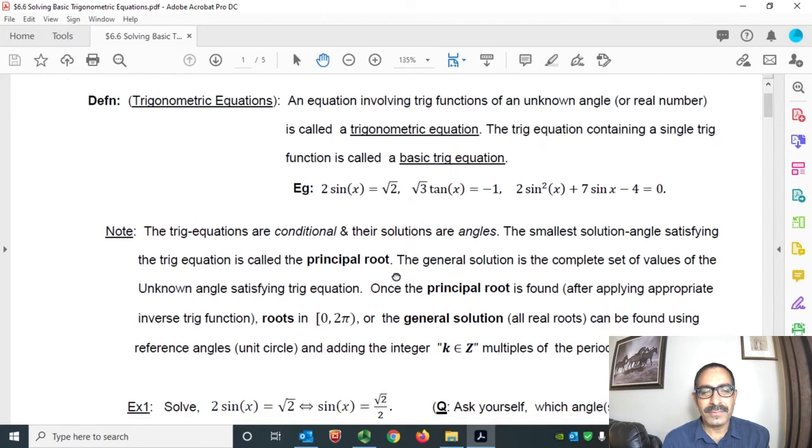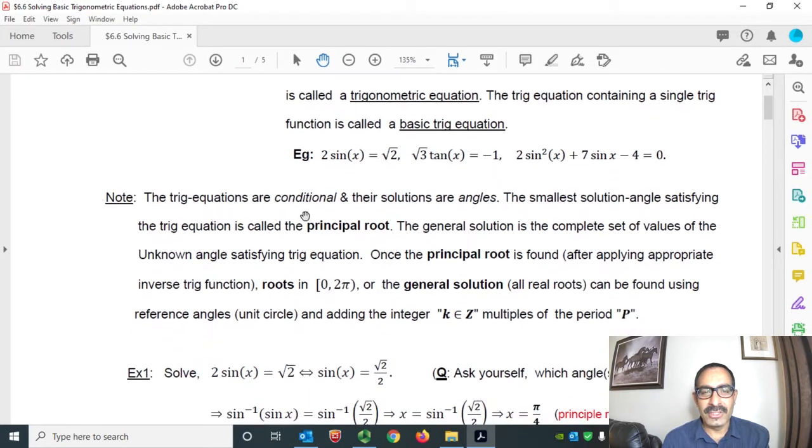Quick note: trig equations are conditional and their solutions are angles. The smallest solution angle satisfying the trig equation is called the principal root. The general solution is the complete set of values of the unknown angle satisfying the trig equation. Once the principal root is found, roots in the interval 0 to 2 pi or the general solutions can be found using reference angles and adding integer multiples of the period of that trigonometric function.